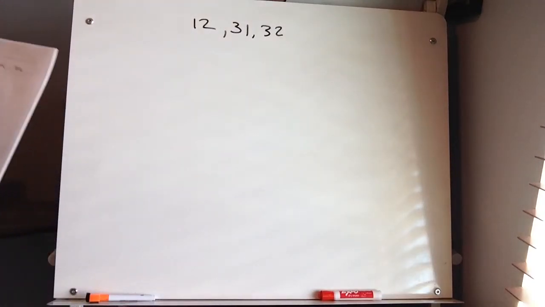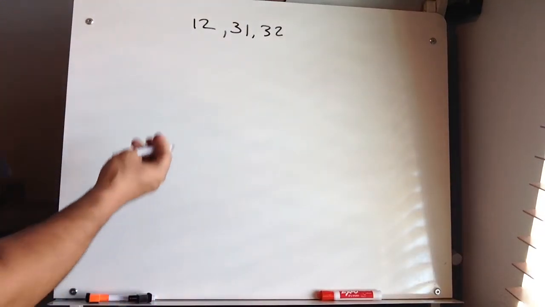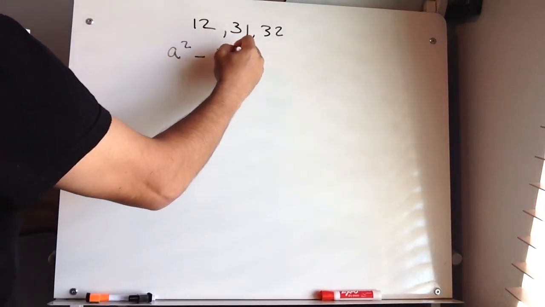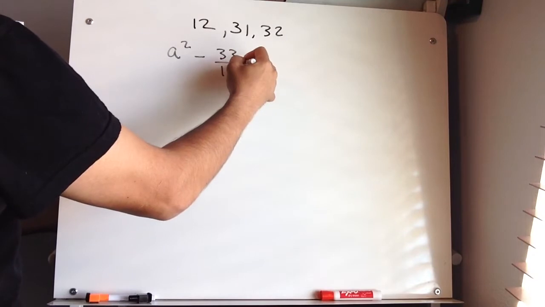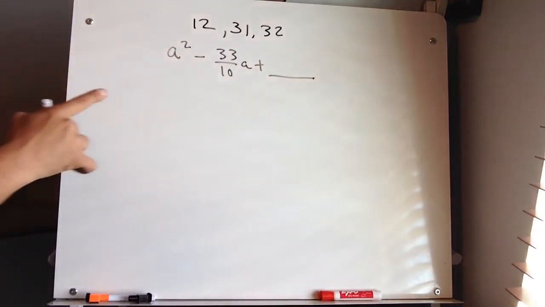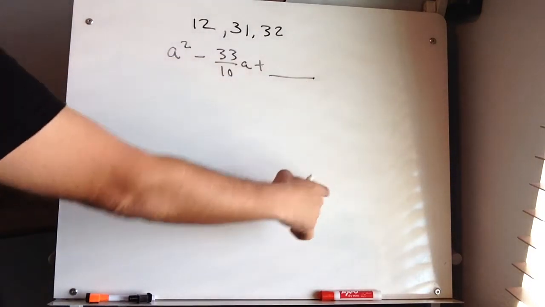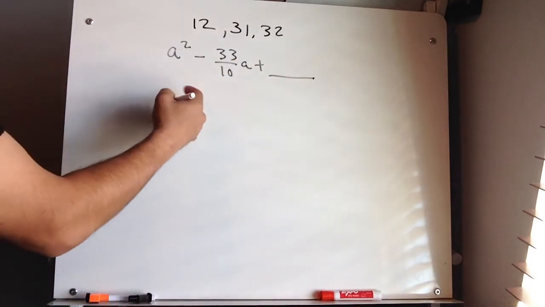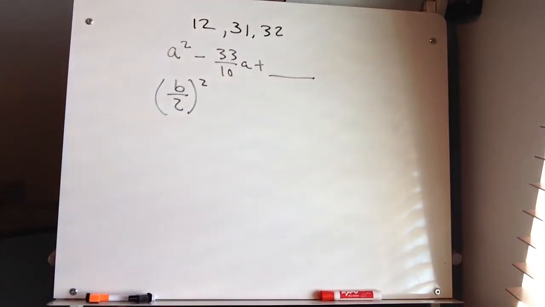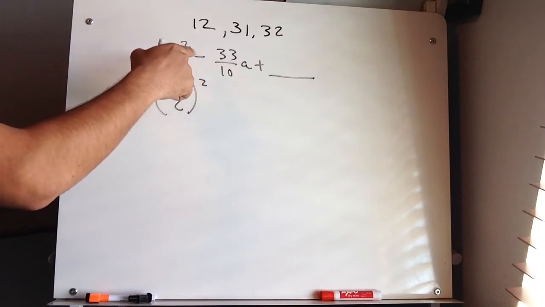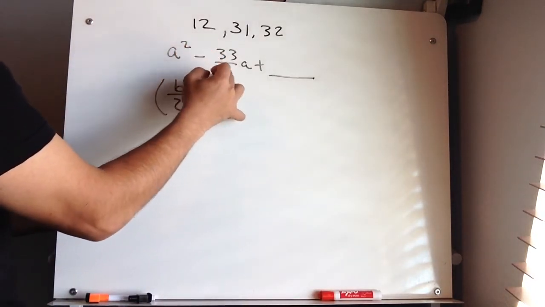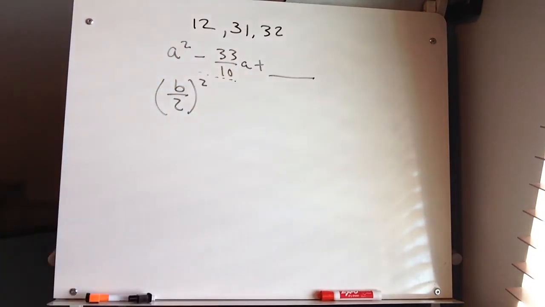Question number 12 is completing the square. It says a squared minus 33 over 10 a plus blank. It says two things: complete the square and rewrite it. So completing the square is b over 2 squared. B happens to be negative 33 over 10, so be careful with that.